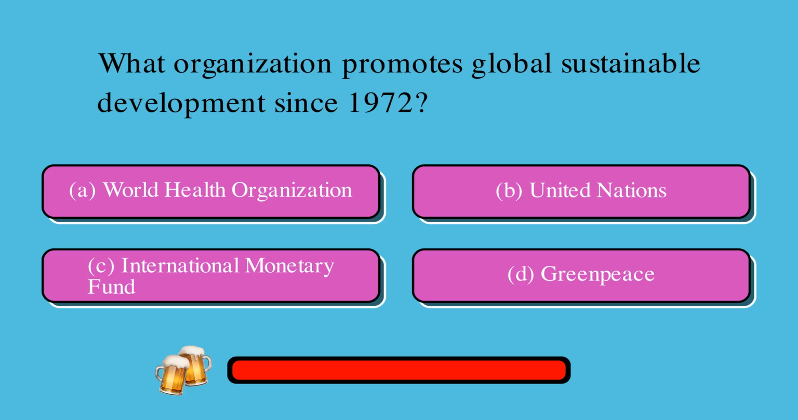What organization promotes global sustainable development since 1972? Is it A, World Health Organization, B, United Nations, C, International Monetary Fund, or D, Greenpeace? The correct answer is B, United Nations.